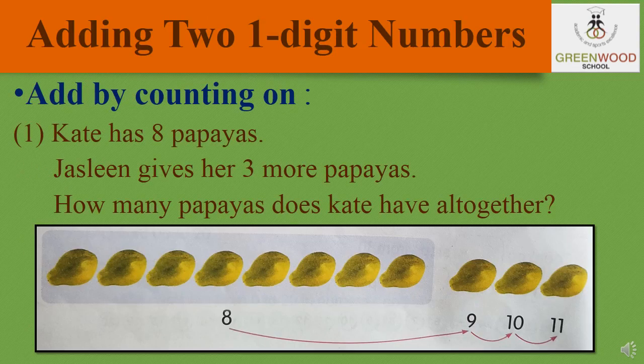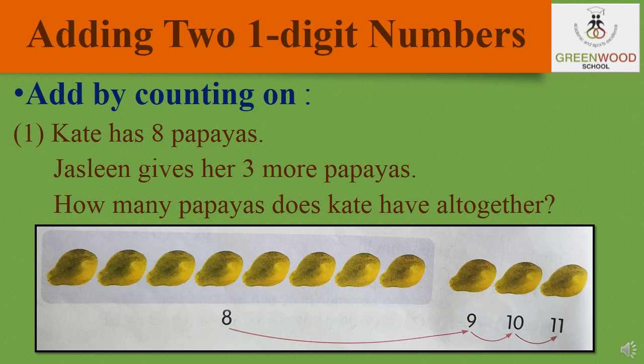Adding two one-digit numbers. Add by counting on. Let's see an example. Kate has 8 papayas. Jocelyn gives her 3 more papayas. How many papayas does Kate have altogether?